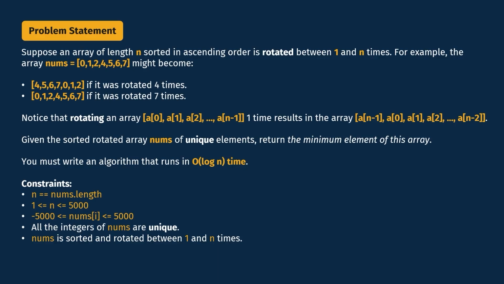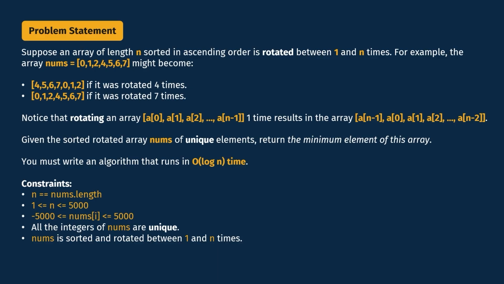So, given the sorted, rotated array nums of unique elements, our task is to return the minimum element of this array. And here is the challenge. We must write an algorithm that runs in big O of log n time. That immediately hints that we will need to use binary search or a similar logarithmic approach, because a simple linear scan just won't be efficient enough.